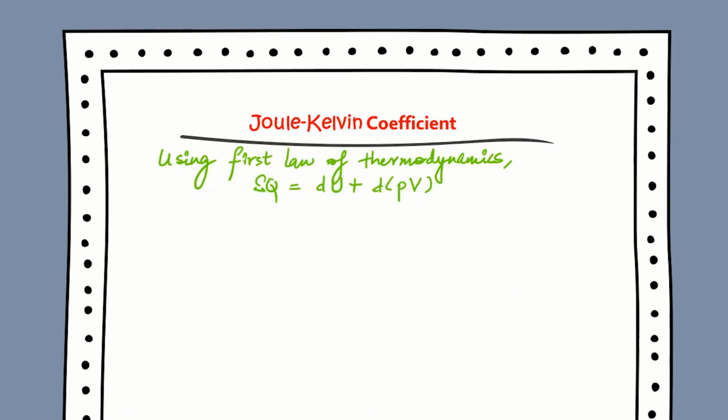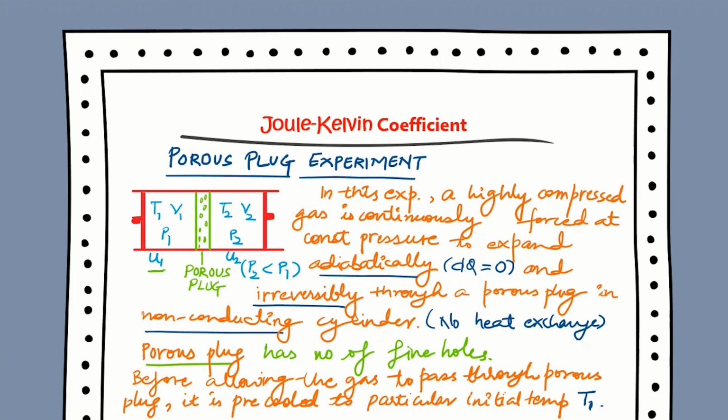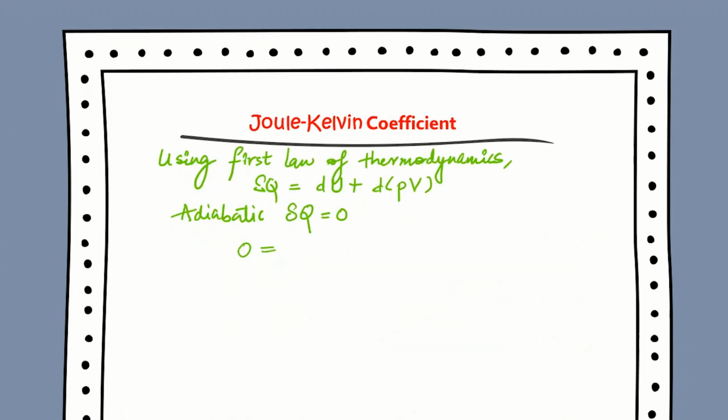Now using the first law of thermodynamics, dQ is equal to dU plus PdV, the work done. Now we know our process is adiabatic, so the del Q, the heat exchange, is zero. So we can put this 0, and U1 and U2 are the internal energies of the two sides. So the del U is U2 minus U1, and similarly we can write the work as P2V2 minus P1V1.